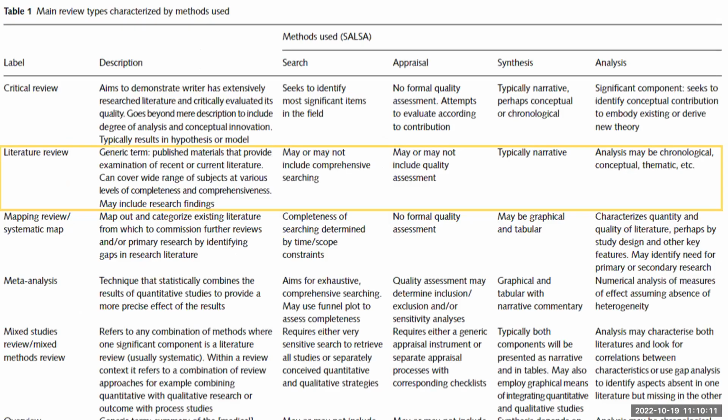There we go. So this is a table from an article by Grant and Booth titled Typology of reviews, an analysis of 14 review types and their associated methodologies. This article breaks down 14 different types of reviews that you can do and describes them and looks into the search, appraisal, synthesis, and analysis expectations and requirements for these types of reviews. I've highlighted literature review here since that's really what we're talking about in this.